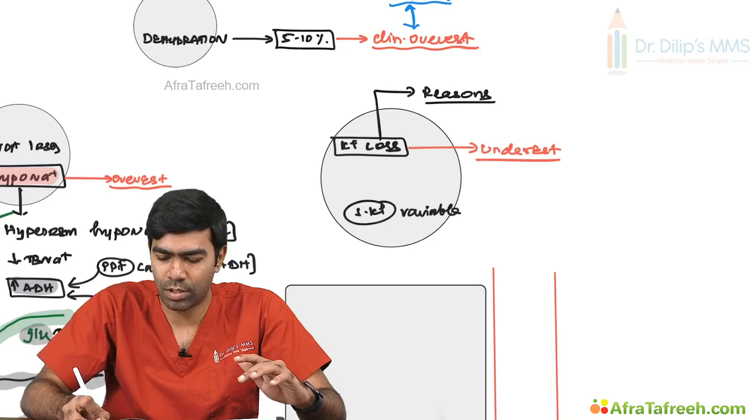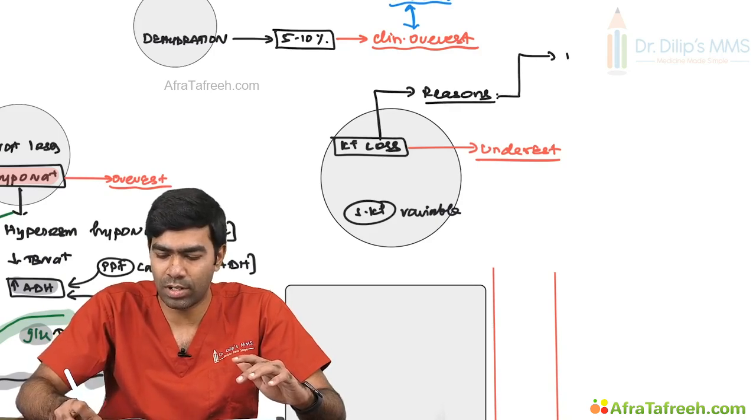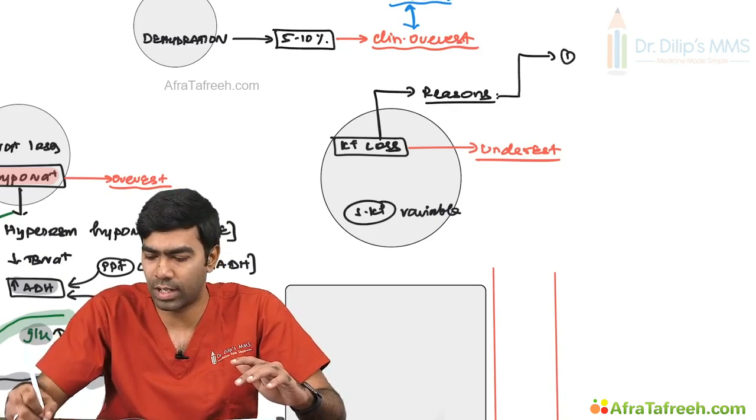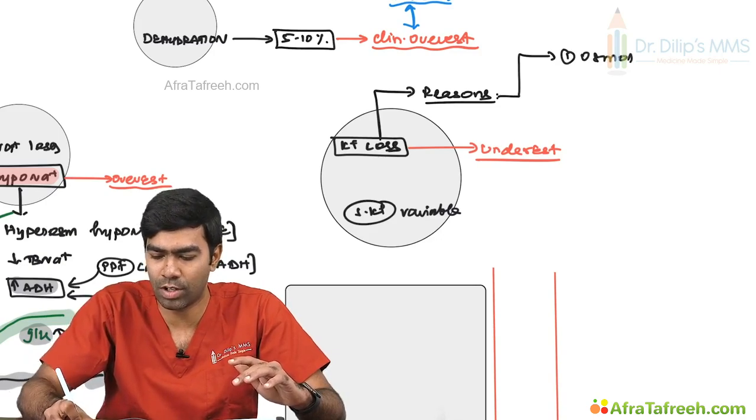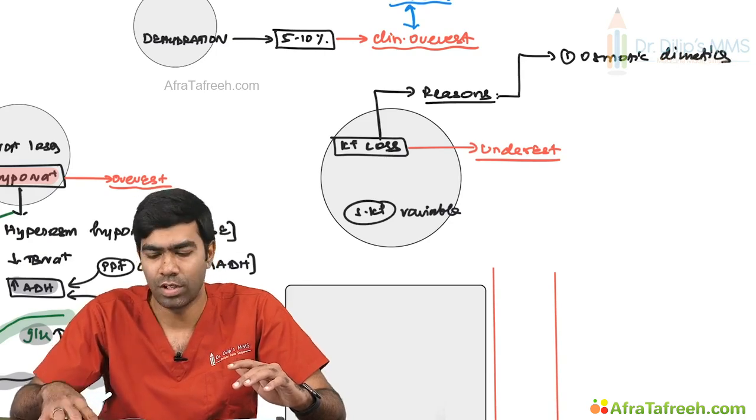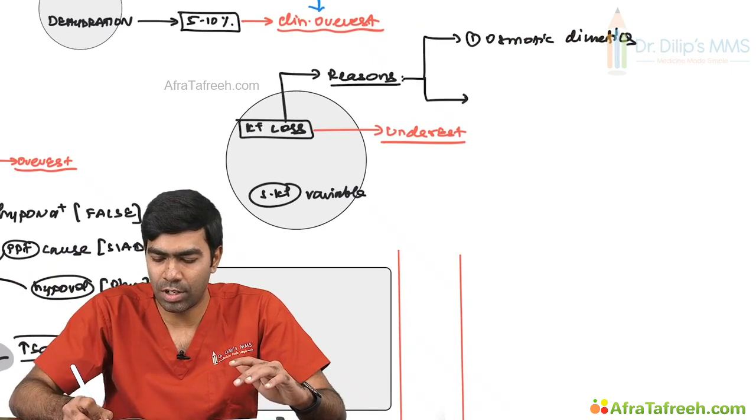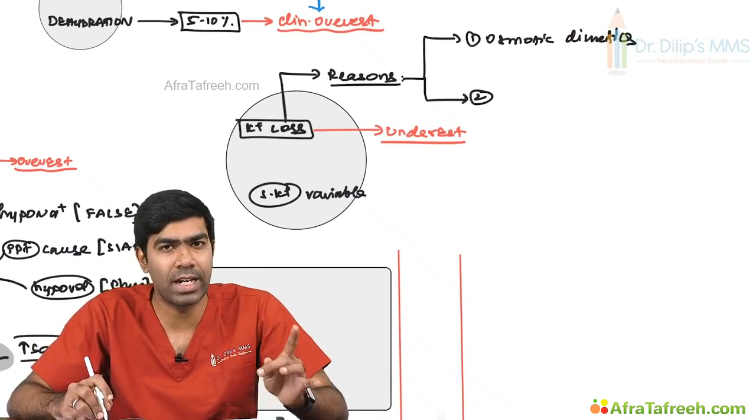Reasons behind this potassium loss. Obviously, reason number one is going to be the solvent drag. That is osmotic diuresis causing solvent drag, and that itself is going to produce a substantial amount of urinary potassium loss. Number two, this happens typically in DKA only.